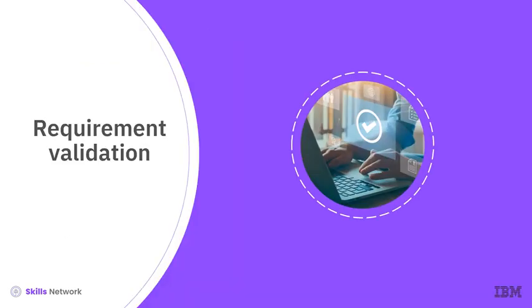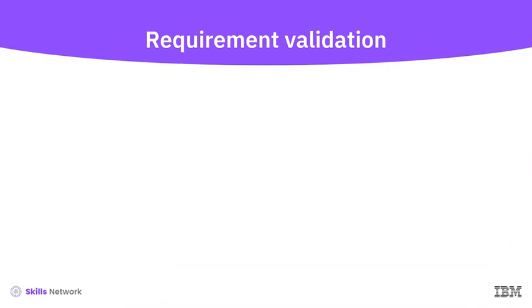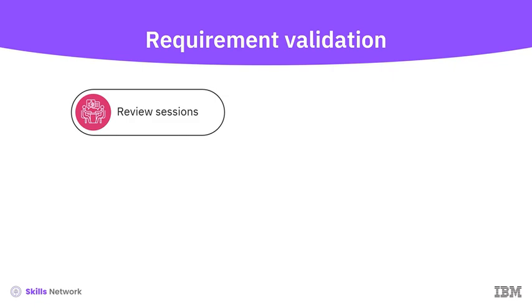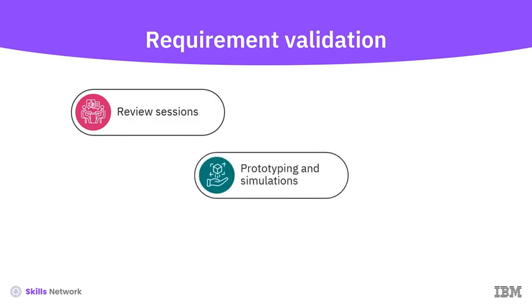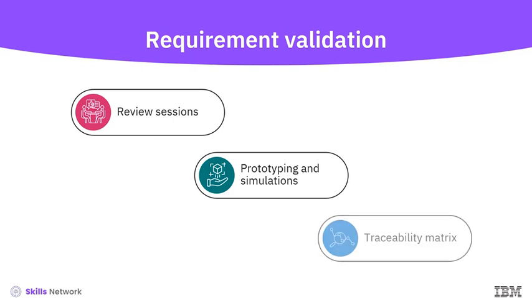Once the requirements have been analyzed, the next essential step is requirement validation. Let's understand the key activities involved in requirement validation. You hold meetings with stakeholders to review and validate the documented requirements. This ensures that all needs are accurately captured and understood. By creating early versions of the system or specific features, you can validate requirements and gather feedback before full-scale development. A traceability matrix ensures that each requirement is traceable through the project's different phases, from initial gathering to final implementation.